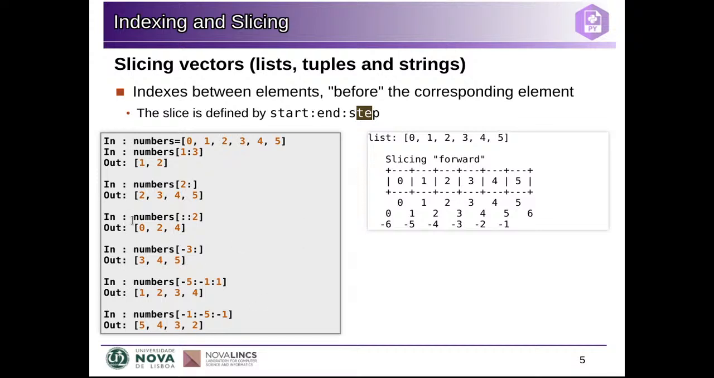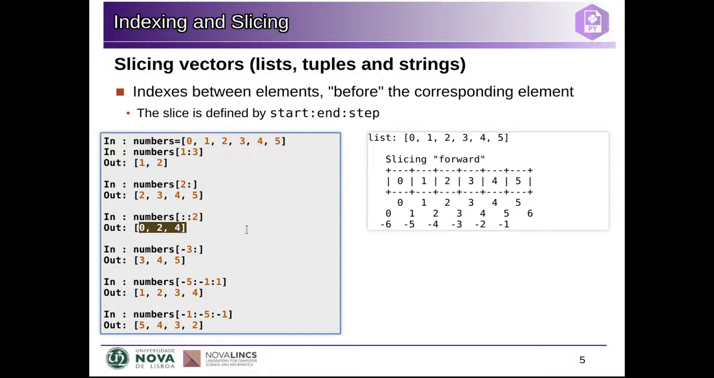For example, here we have from numbers, we don't give the beginning, the start, and we don't give the end. We just put the 2 colon signs here. And this means that Python will assume we want to start at the very beginning of the array and end at the end of the array. But we give a step of 2, so it's going to give us 0, then it's going to skip 1 and give us 2, and then it's going to skip 3 and give us 4, and then it's going to skip 5, and that's the end. So it's going to give us 0, 2, and 4.